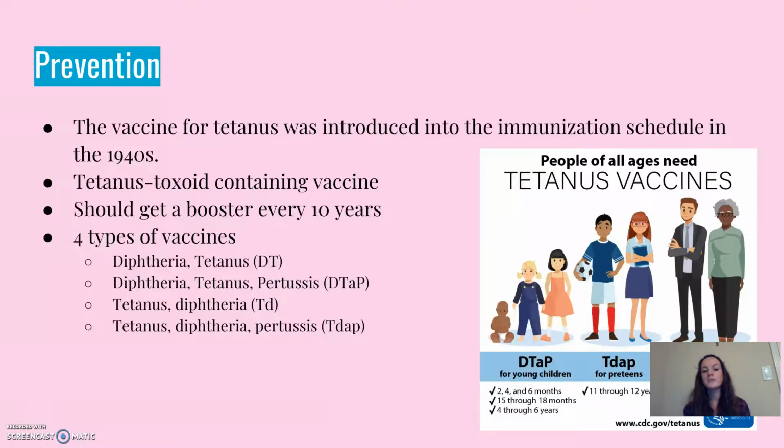And there are 4 different types of vaccines. These are all combination vaccines, different combinations of vaccines for diphtheria, tetanus, and pertussis. Children under the age of 7 will usually get the DT or the DTaP vaccines. And there's an immunization schedule. I think it's like 4 or 5 immunizations in your first 2 years. And then after that, for people older than 7 years, they'll get the Td or the Tdap vaccine. Usually when we get a booster, we'll get the Tdap vaccine.